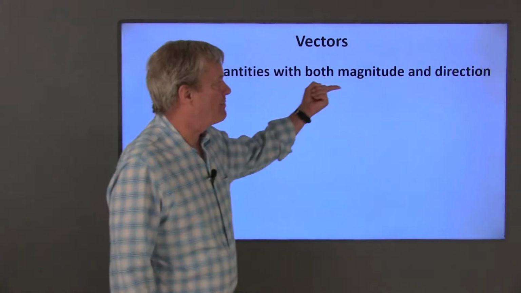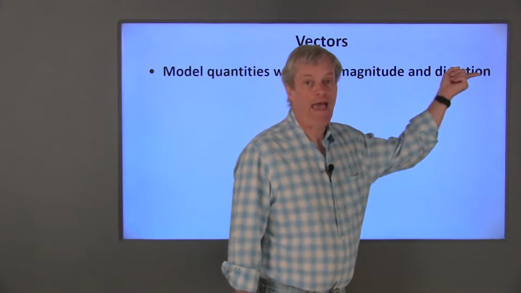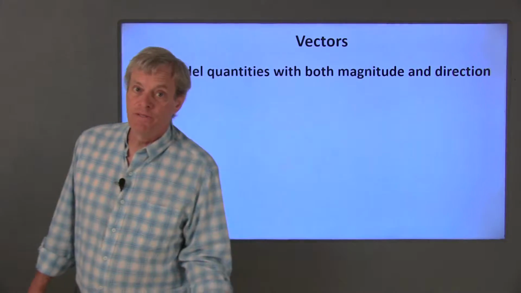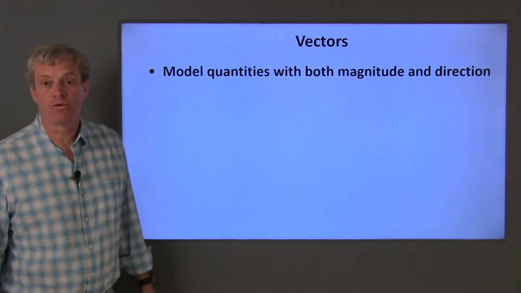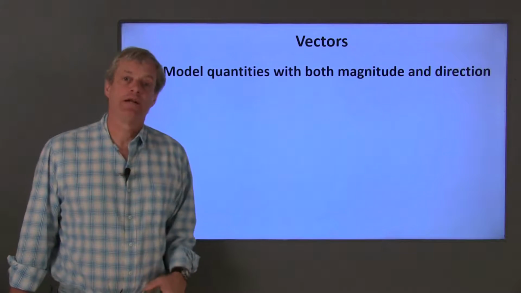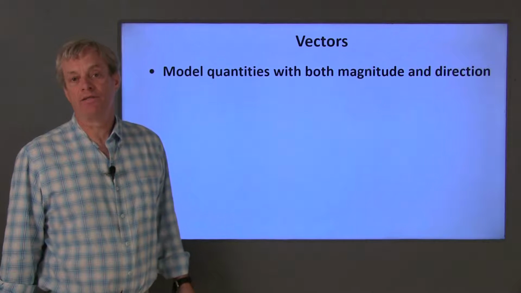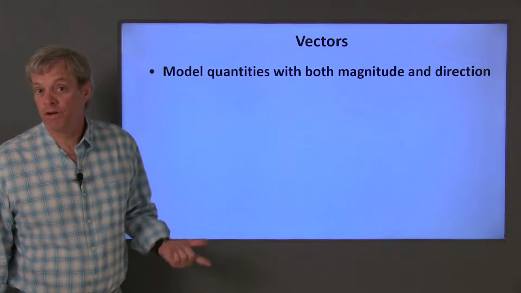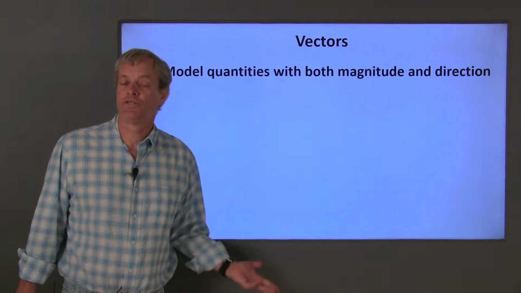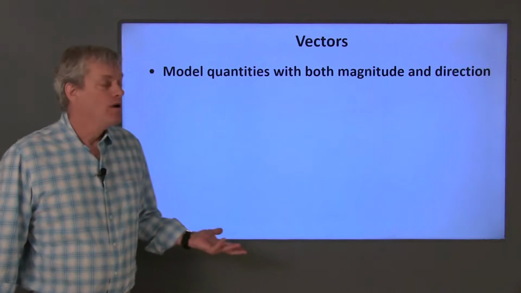Vectors model parameters that have both magnitude and direction. Displacement, velocity, acceleration, and force are all examples of vector quantities. Scalar quantities, on the other hand, have only magnitudes and are completely described by a single number. Mass, volume, density, and charge are all scalar quantities.